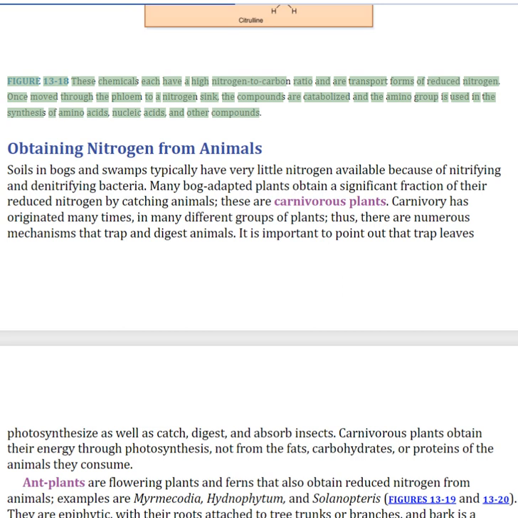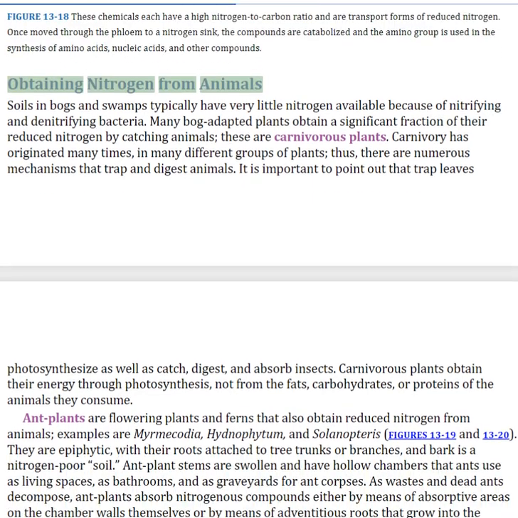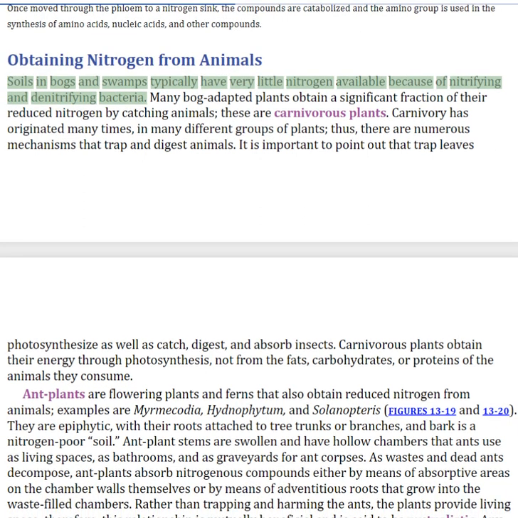of reduced nitrogen. Once moved through the phloem to a nitrogen sink, the compounds are catabolized and the amino group is used in the synthesis of amino acids, nucleic acids, and other compounds. Obtaining nitrogen from animals. Soils and bogs and swamps typically have very little nitrogen available because of nitrifying and denitrifying bacteria.